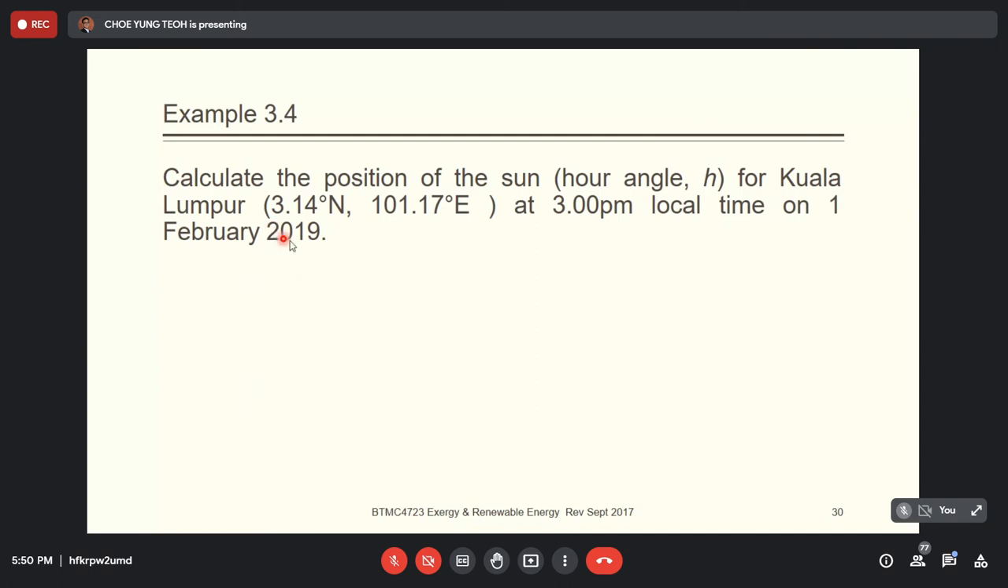The year doesn't matter, because we assume that every year is the same. So we just take one separately. And you need to know the hour angle for Kuala Lumpur at 3 p.m. local time. Very carefully, local time and local solar time.